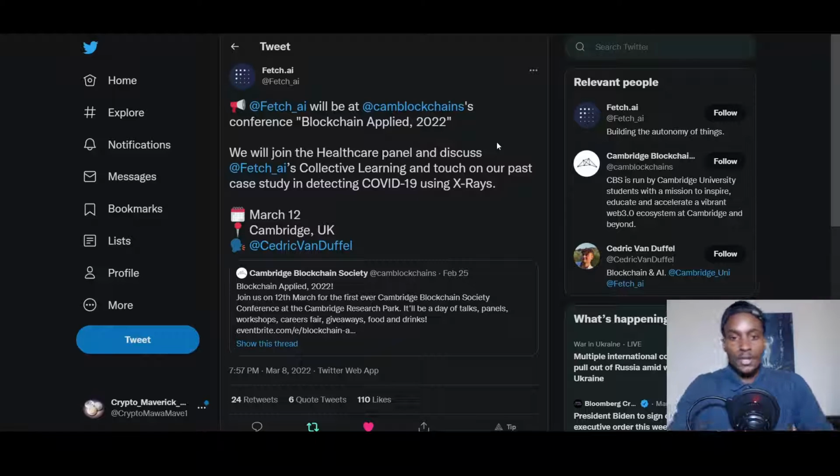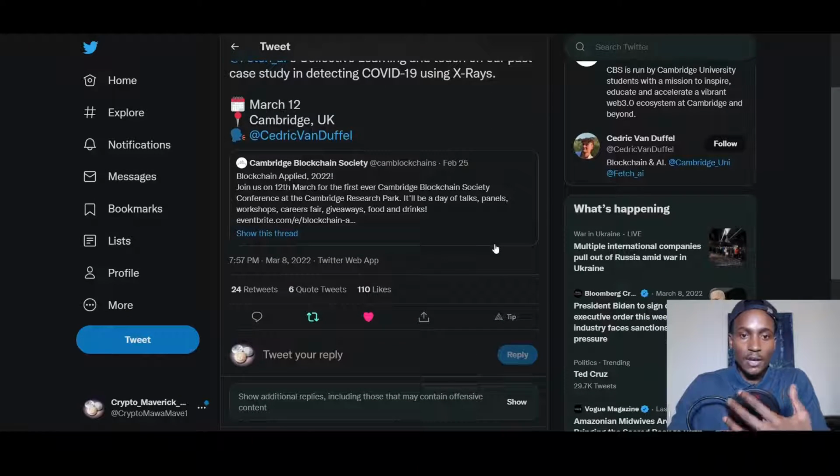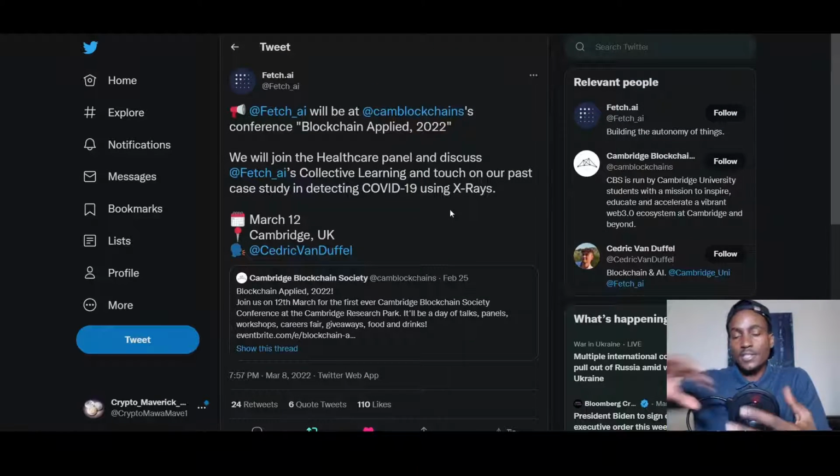We will join the healthcare panel and discuss Fetch.AI's collective learning and touch on the past case study in detecting COVID-19 using X-rays. This was done in Cambridge with a university. I don't know if it's mentioned here, but Blockchain Society, Cambridge Research Park. Yeah, maybe a research park in Cambridge. So there are some tests they did in the past.